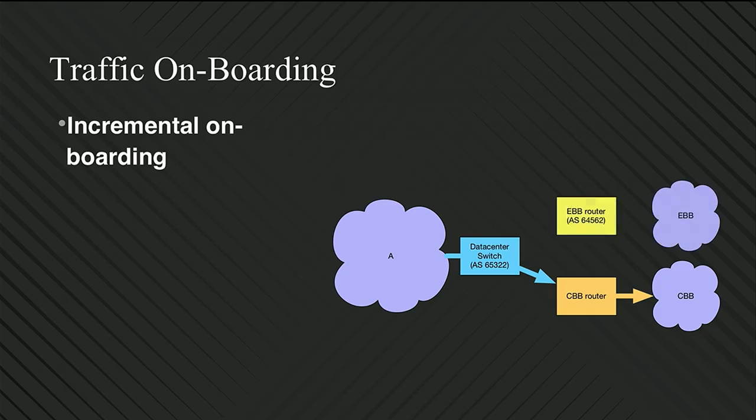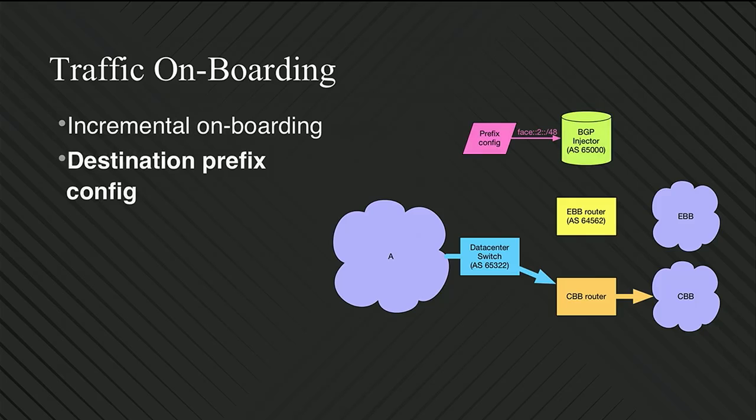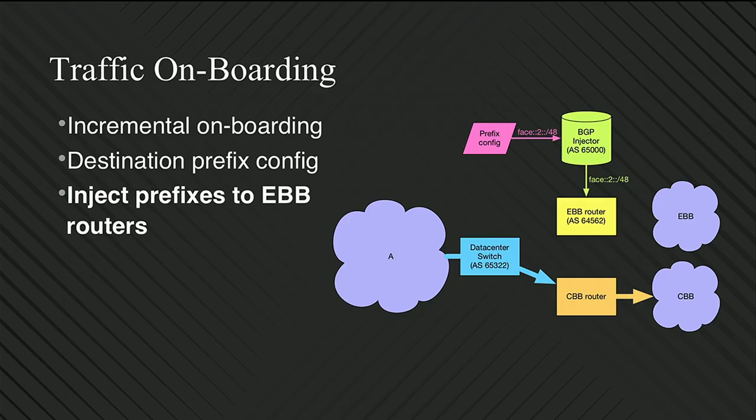injection. So we have an existing data center, A, and it goes through some data center switch, and it is connected to the existing backbone, which we call the classic backbone. So you see data center switches connected to the CBB router, and there's some traffic, and now we have EBB routers with no traffic. What we do is we have a configuration containing all prefixes on all sites that we want to onboard. A BGP injector will read this configuration, and then it will establish BGP sessions with all EBB routers.